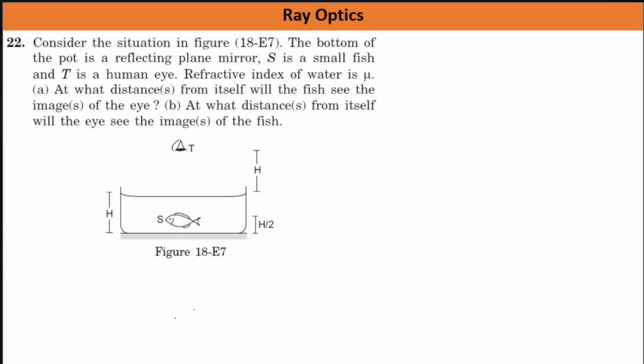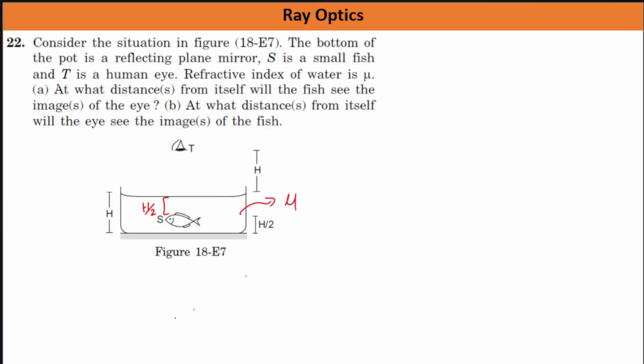Let us for now look at this question. Here we are given one situation. We have a fish and a human eye indicated by letters S and T respectively. The fish is obviously inside water whose refractive index is given as mu. The location of the fish is at a distance of h by 2 from this interface, and the height of this beaker containing water is h. The eye is also at a distance h from this interface, above.